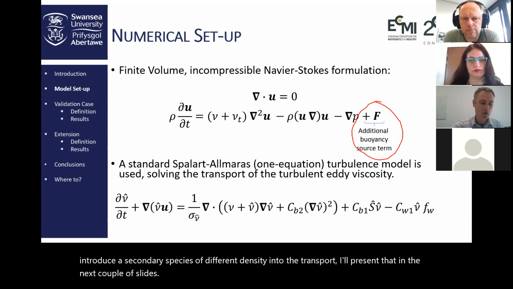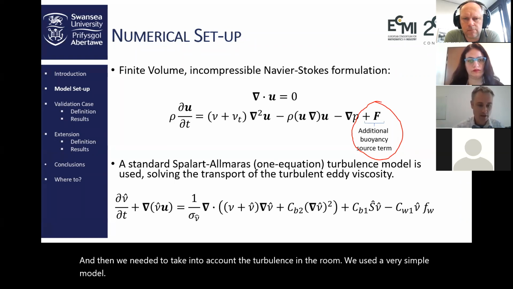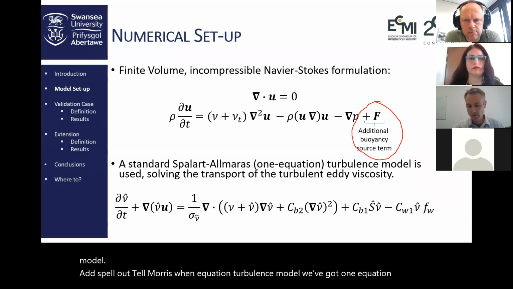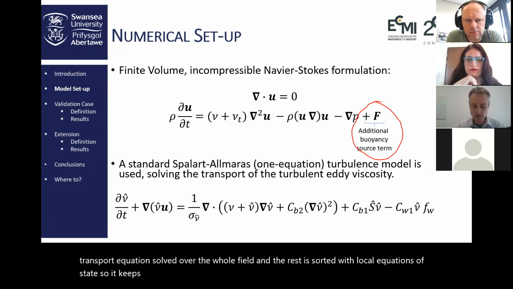And then we needed to take into account the turbulence in the room. We used a very simple model, the Spalart-Allmaras one equation turbulence model. We've got one transport equation solved over the whole field, and the rest is sorted with local equations of state. So it keeps the overall system of equations fairly simple.